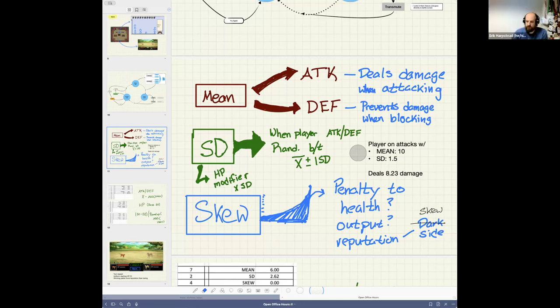So far, this has been the least holy of design. Gotcha. And then the skew comes in to penalize your power and your HP. Yeah. Gotcha. Cool.